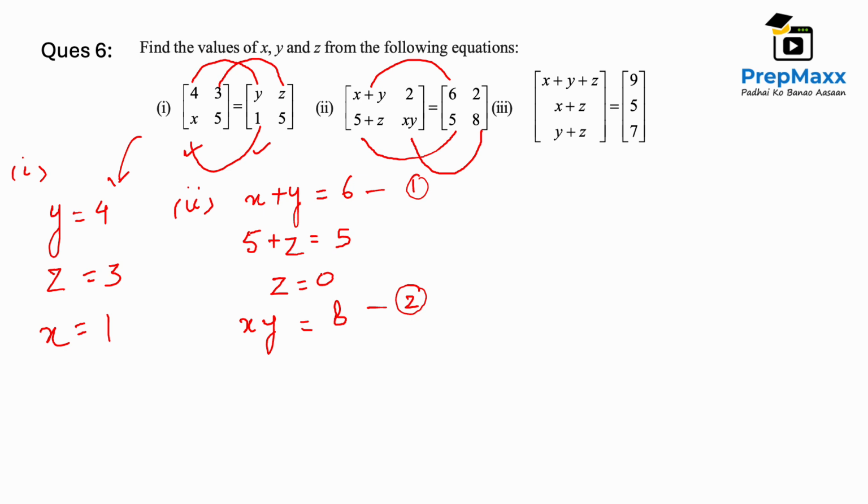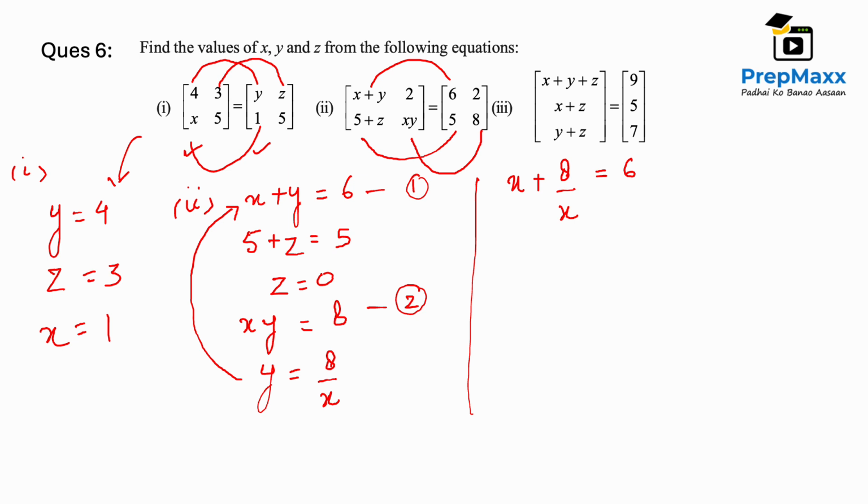So I can write y is 8 over x, right? And I can substitute this value in the first equation. So that would give me what? It is going to be x plus 8 over x equals 6, right? And which would be what? x square plus 8 over x equals 6. So x square plus 8 equals 6x, right? Which is x square minus 6x plus 8 is equal to 0. So this is going to be my quadratic equation.